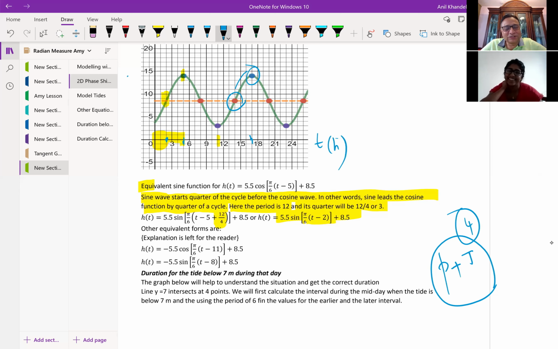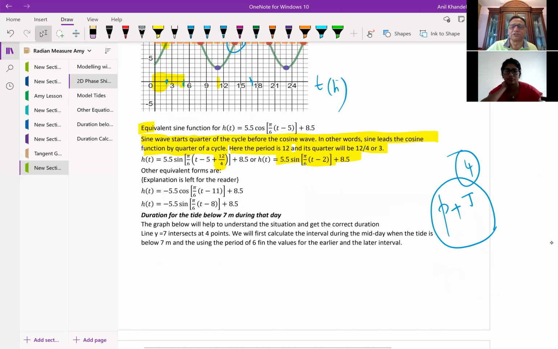Yes. So in this part, we have actually understood modeling. Is that clear to you? Yeah, very clear. Now, the second part is how do we solve trigonometric equations, correct? So I'll just move forward and extend this question. Can you please read this part? Just the question. Yeah. So duration for the tide below 7 meters during that day.